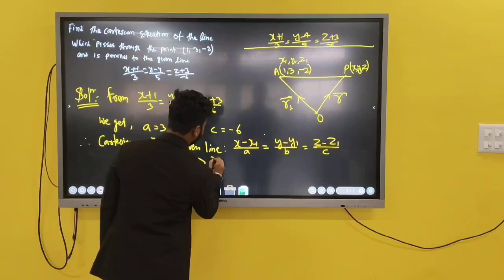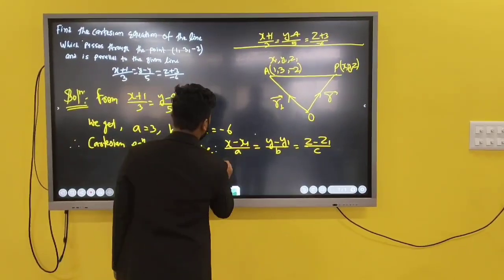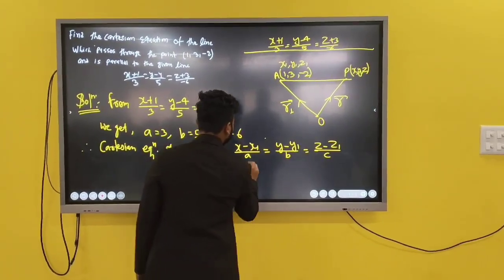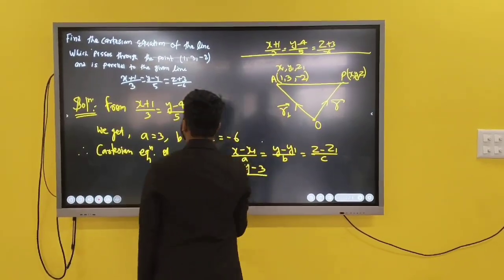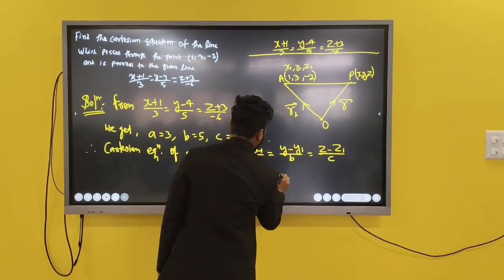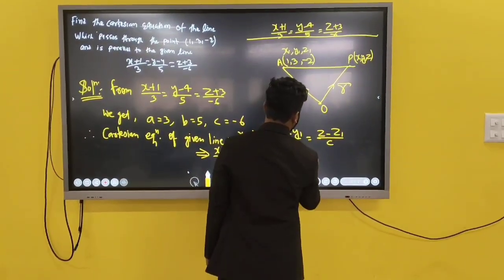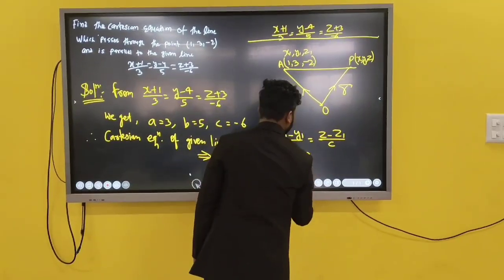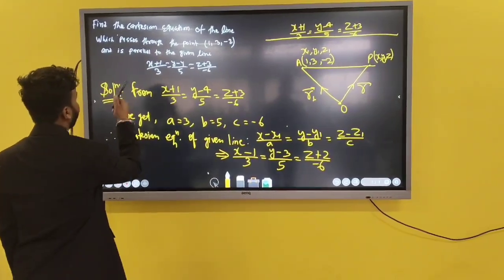So this will become x minus x1, where the value of x1 is 1, so (x-1)/3, equals (y-3)/5, since y1 is 3 and b is 5, equals z minus z1, where z1 is -2, which becomes z+2, over c which is -6. So basically this is the required Cartesian equation of the line.